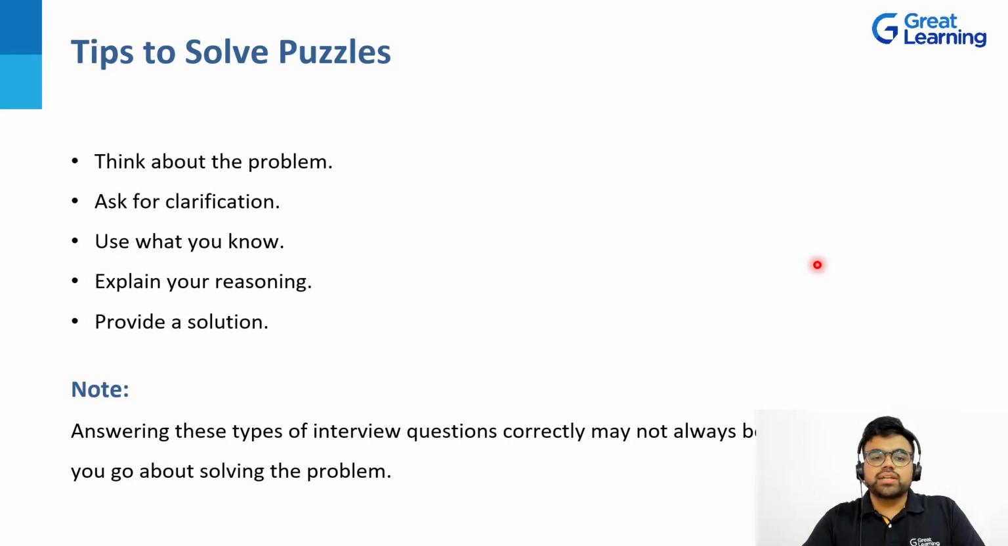The final point that comes out is provide a solution. Now, it is very important to provide a solution to what you are doing. See, the point is that the solution in puzzles is fixed. Guesstimates do not have one answer, but the solution to a puzzle is fixed. So guesstimates can have different assumptions and different approaches in solving the problem, but in puzzles, the solution will be one.